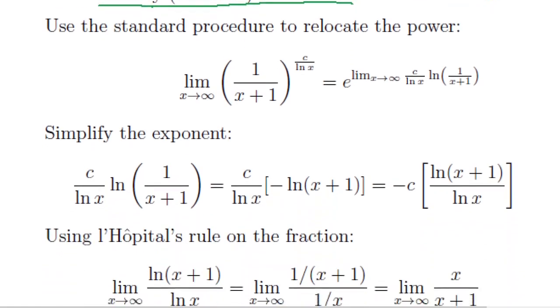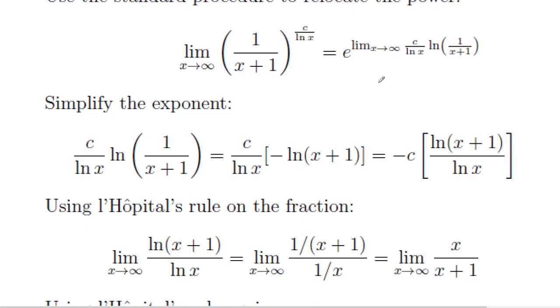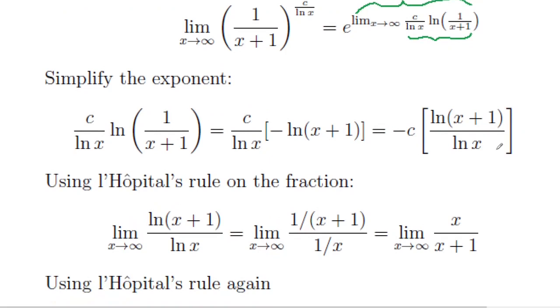Let's use the standard procedure to write this limit as e raised to this limit. Let's take a look at this fraction inside the limit and simplify it. Here it is. I'll rewrite ln of 1 over x plus 1 as negative ln of x plus 1, because that's the same thing as ln of x plus 1 to the negative 1, which is what 1 over x plus 1 is. And so we end up with this expression.